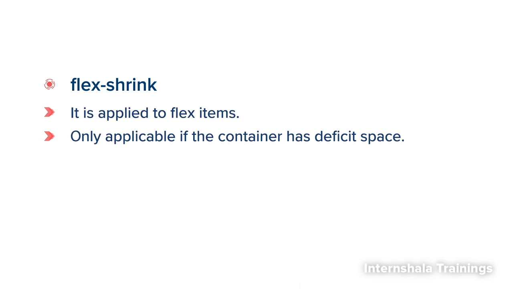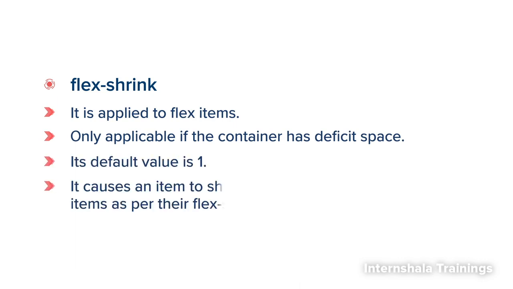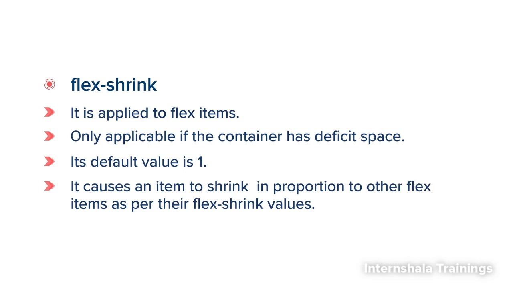Now let's discuss the next property, flex shrink. Similar to flex grow, this property is also applied only to flex items. It is only applicable if the container has deficit space. Its default value is 1. It causes an item to shrink in proportion to other flex items as per their flex shrink values. Please note that the minimum size of the item will be taken into consideration while shrinking an element. That is, an item's width will never be reduced to smaller than the size of its content.